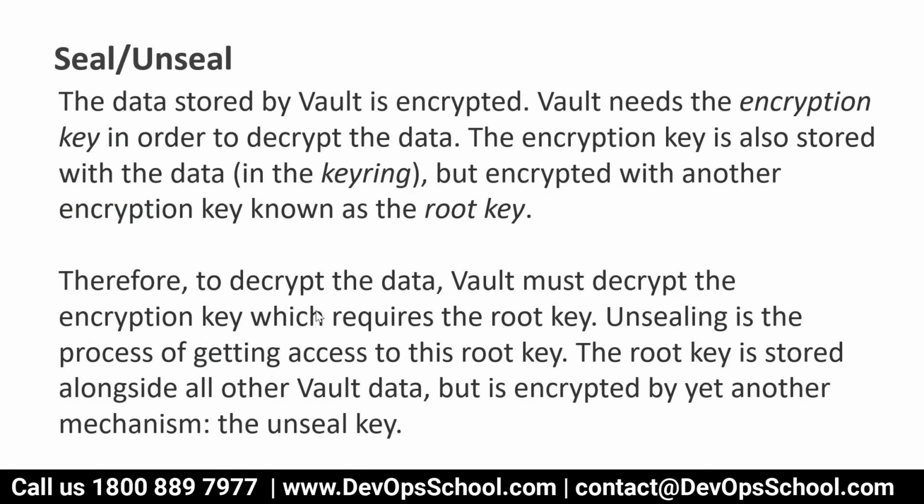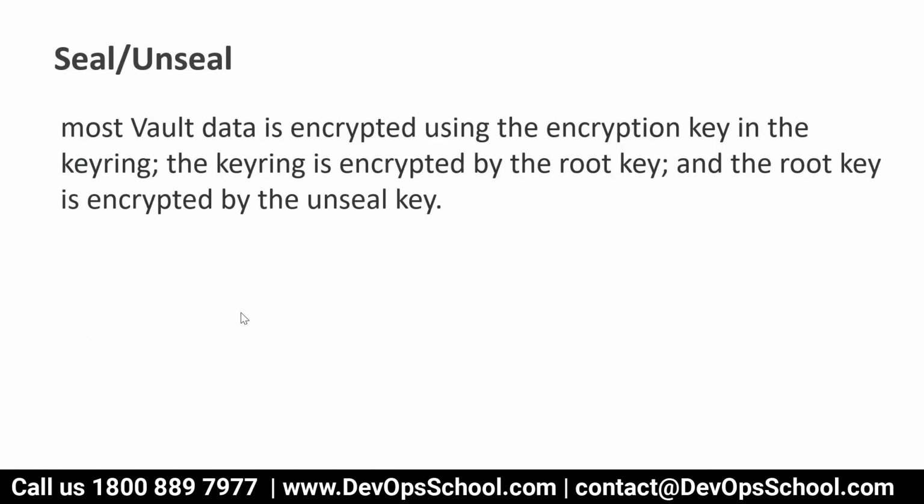So now the question is how to store the data, encrypt and decrypt the data. Basically, you have to have a root key for it. But how do we get a root key? For getting a root key, you have to unseal the vault. If you unseal the vault, then only you get the root key, and that key can be used for encryption and decryption. Okay, so most Vault data is encrypted using the encryption key in the keyring. The keyring is encrypted by the root key, and the root key is encrypted by the unseal key. So this is the way you have to understand that.